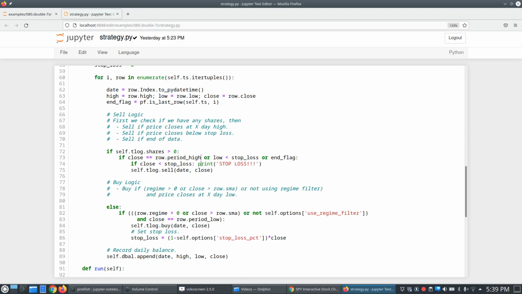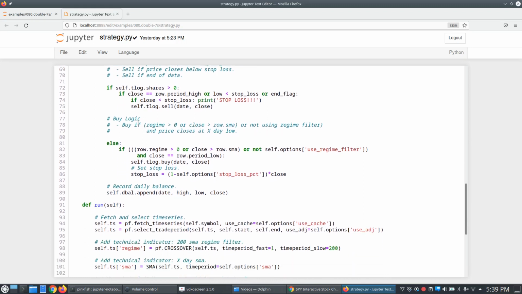In terms of the buy logic, remember, we buy when we hit a period low. So we check to see if the close is equal to the period low. But then there are some more conditions that we need to satisfy before we get into trading. If we're not using regime filters, then ignore this other stuff. We'll just buy and sell regardless of the regime. If we are using regime filters, then this comes into play.